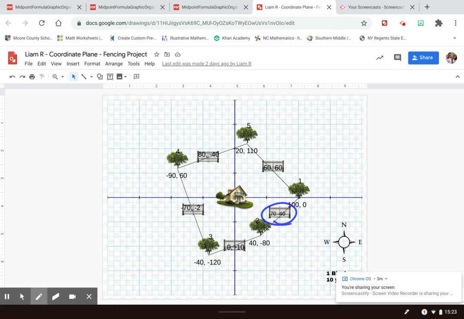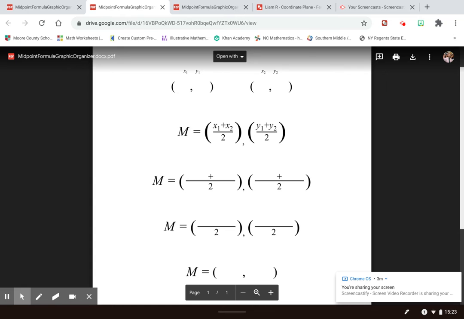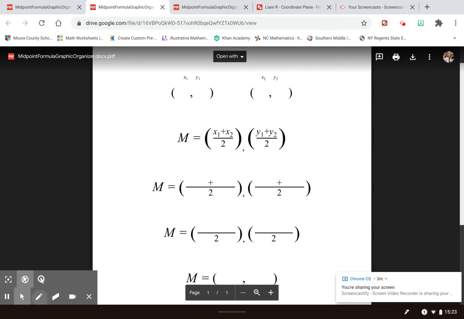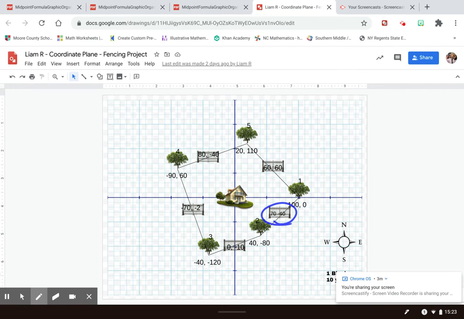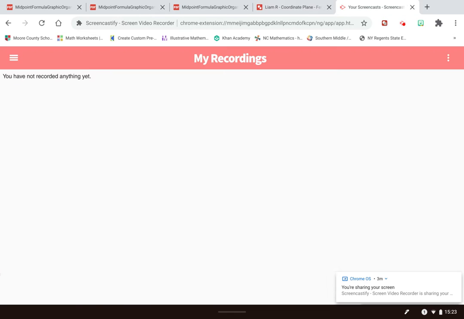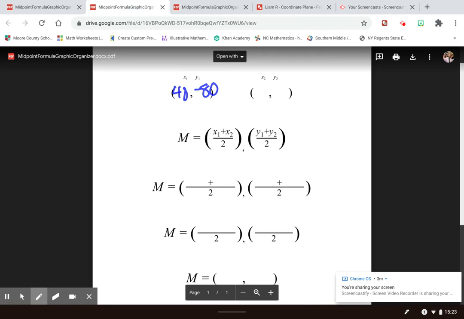Okay? So let's look at the midpoint between tree number 2 and tree number 3. Again, my x1 and y1 are going to be 40, negative 80. So I'll come over here, and we're going to have 40 and negative 80 as my x1 and my y1. And then my x2 and my y2 would be negative 40 and negative 120. Whoa, pressed the wrong tab. Okay, so those are my two points.